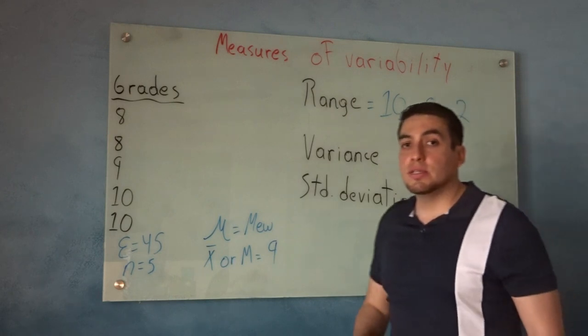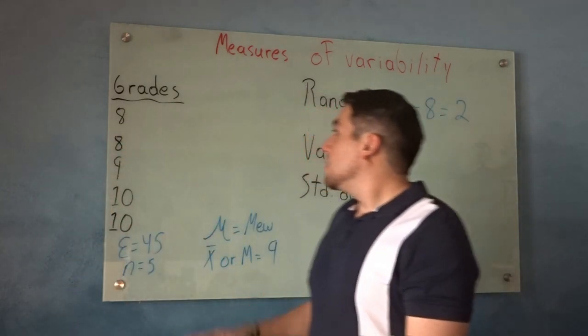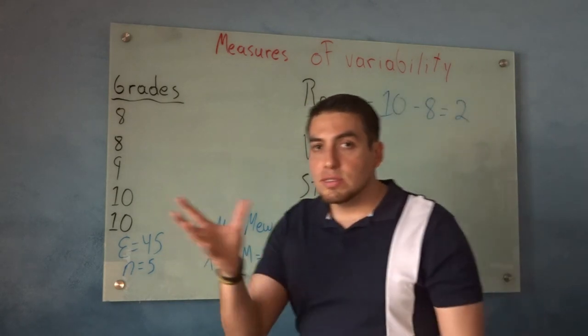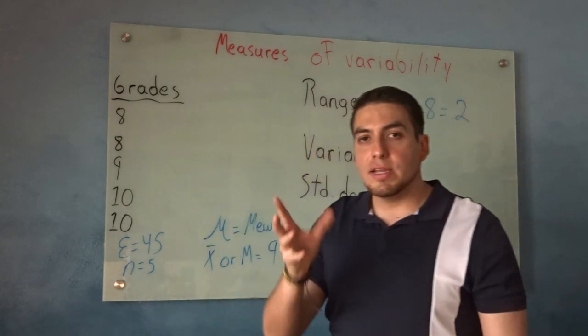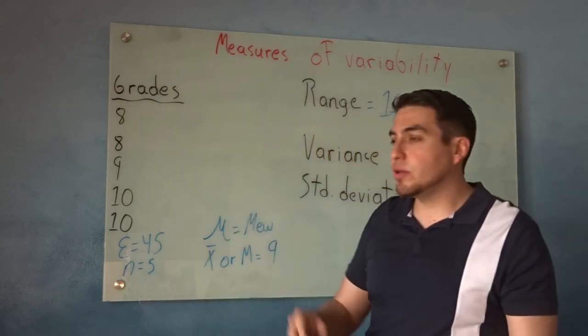Here's the range. Typically, the bigger the range, the more variability there exists. This, however, doesn't tell us what's going on in the middle. So we want to fix for that. We want to know what happened in the middle.